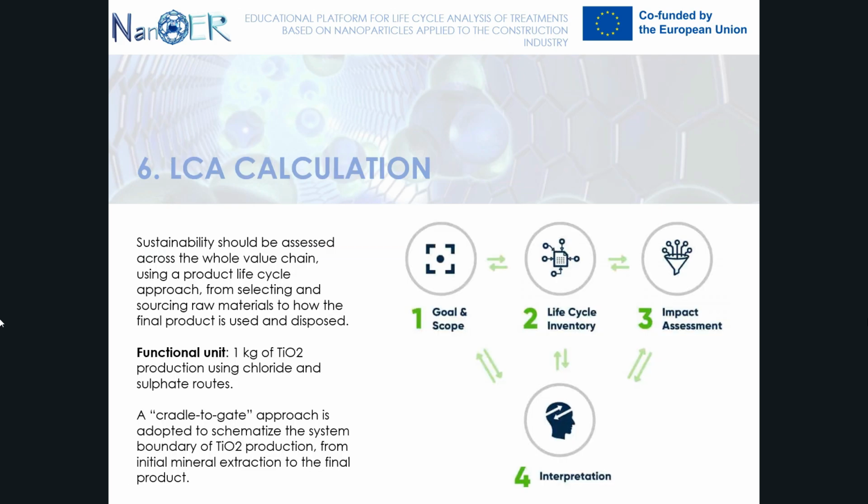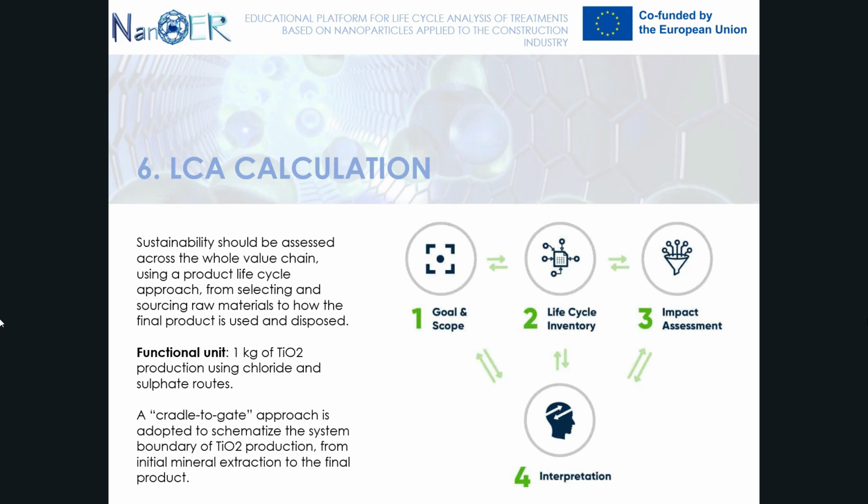An example will now be presented for an LCA calculation which has been reviewed by a scientific article titled Life Cycle Environmental Impact Assessment of Titanium Dioxide Production in China. Sustainability should be assessed across the whole value chain using a product life cycle approach, from selecting and sourcing raw materials to how the final product is used and disposed. For this analysis, 1 kilo of CO2 production in China using chloride and sulfate routes is selected as the functional unit.